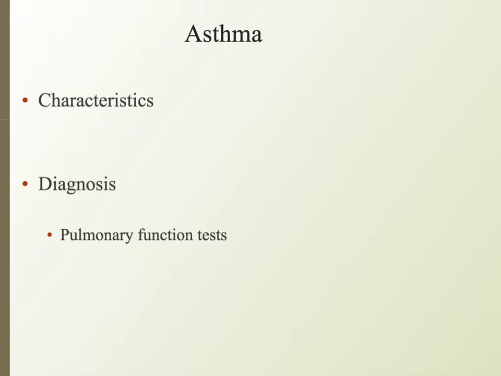So, what are our characteristics of asthma? Chronic inflammatory disorder of the airway, where you have recurrent episodes of wheezing, breathlessness, chest tightness, and cough. And typically we'll see this at night or early in the morning. Airway obstruction with hyperresponse to stimuli.